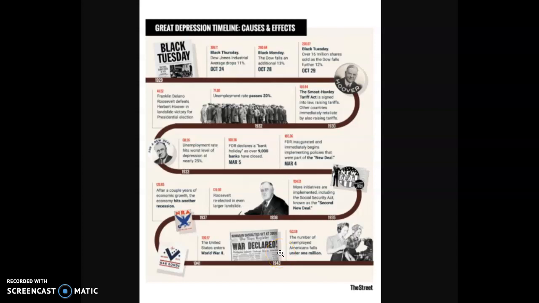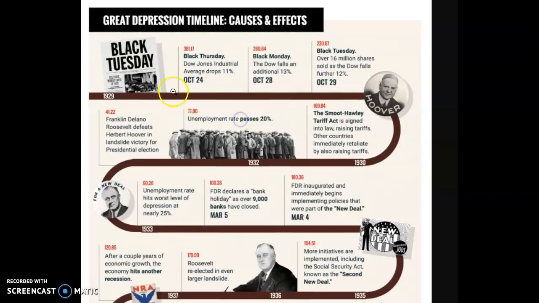Let's look closely at the timeline of the Great Depression, some of the causes and some of the effects. You will see on the whole timeline that it started in 1929 and ended in 1943. Let's look a little closer.